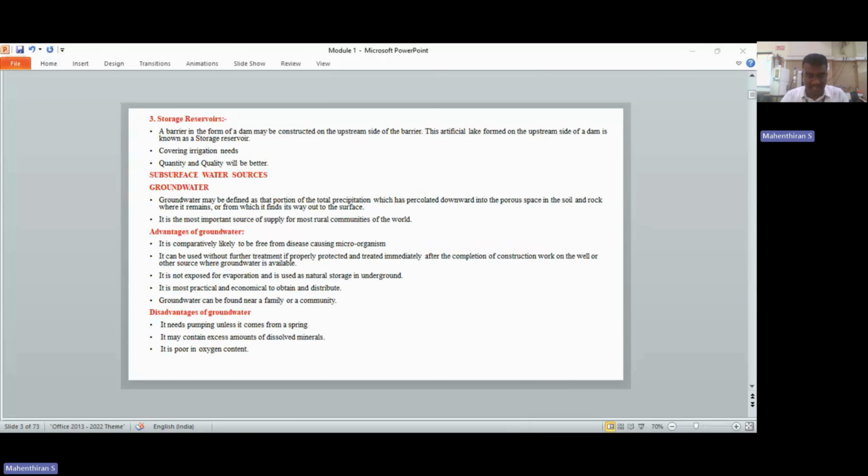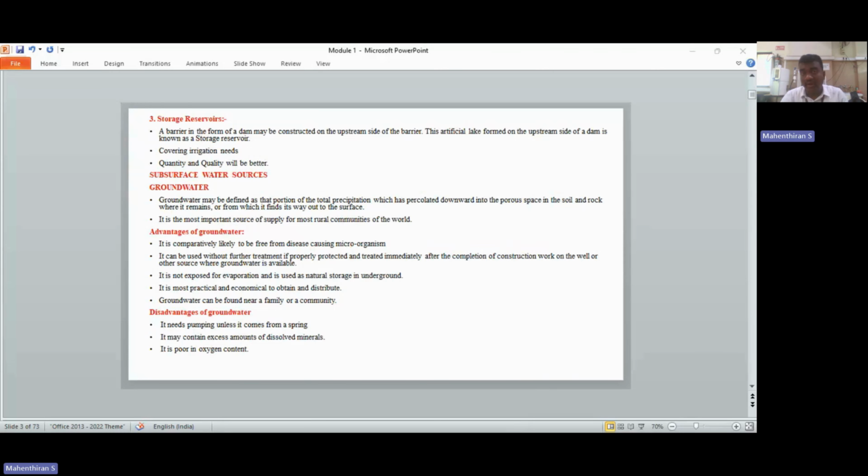Now we will look into the disadvantages of groundwater. However, like any source, groundwater also has its own limitations. It requires pumping. Unlike surface water that flows naturally, groundwater usually needs to be pumped. This requires energy, either electricity or manual effort, especially in deep borewells.